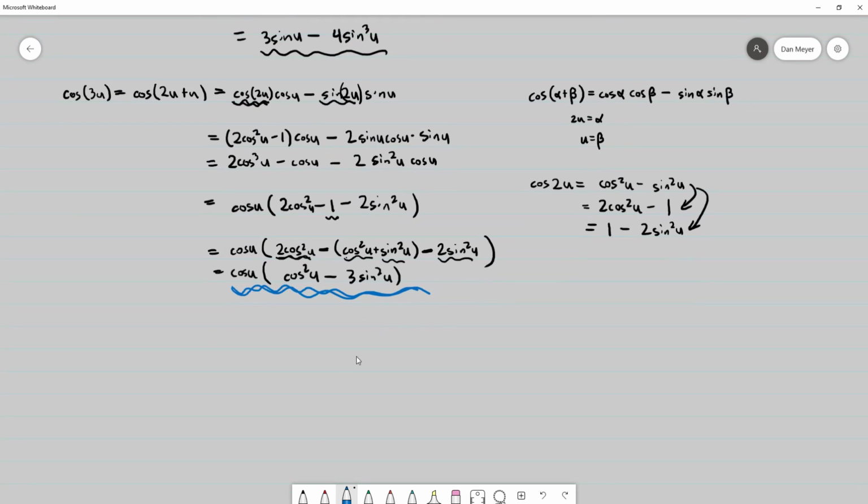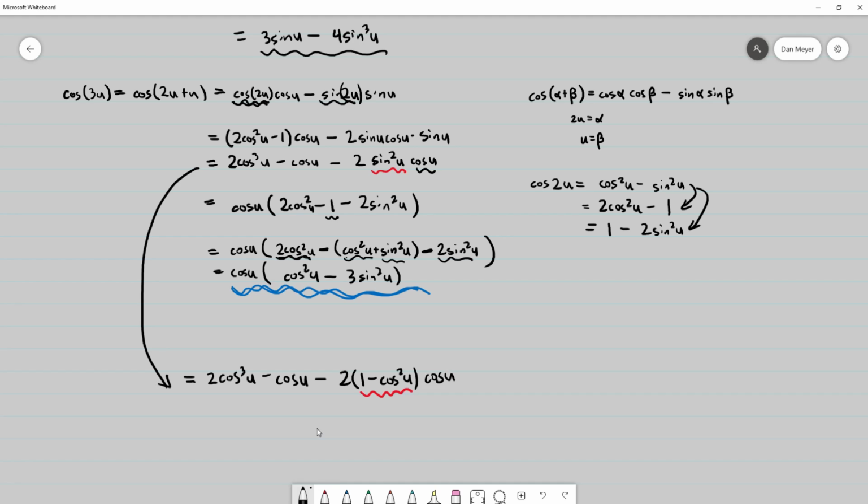All right, now if we had instead, at this stage, instead of factoring out cosine u, turned sines into cosines like we did in the previous problem, we get 2 cosine cubed u minus cosine u minus 2 times 1 minus cosine squared u. That's where we're using our Pythagorean identity. Sine squared u is 1 minus cosine squared u. And then we've got a cosine u that's left here. All right, let's simplify that and see what we get.